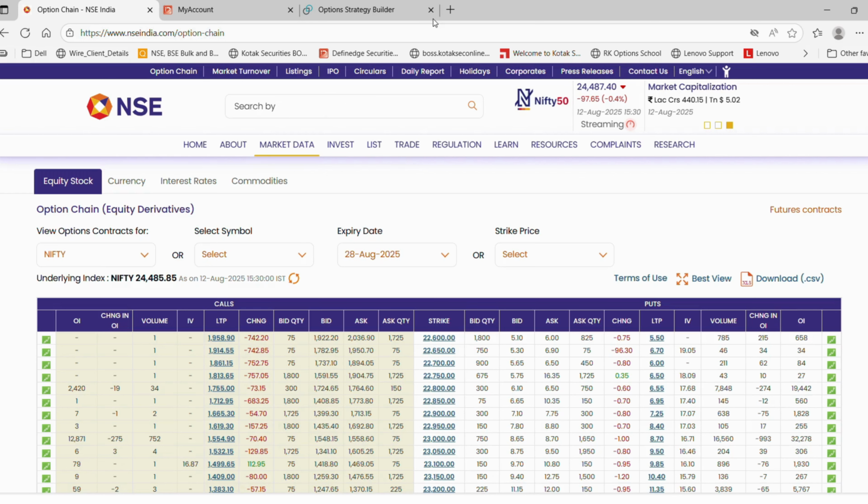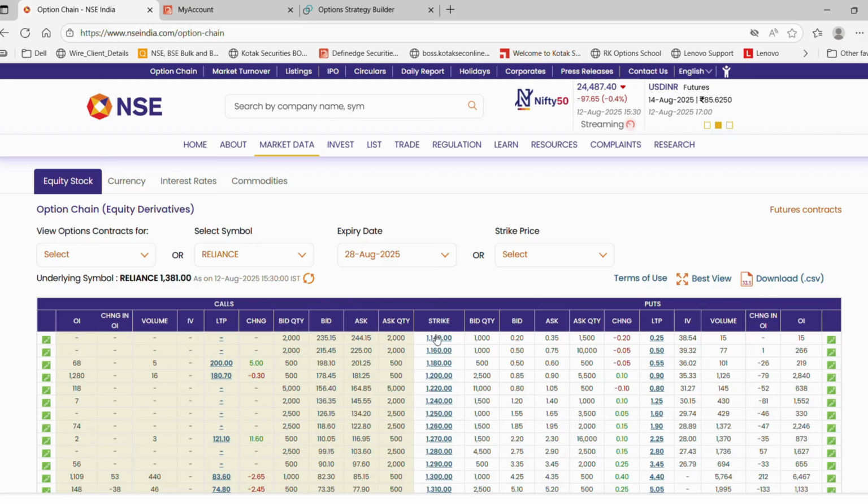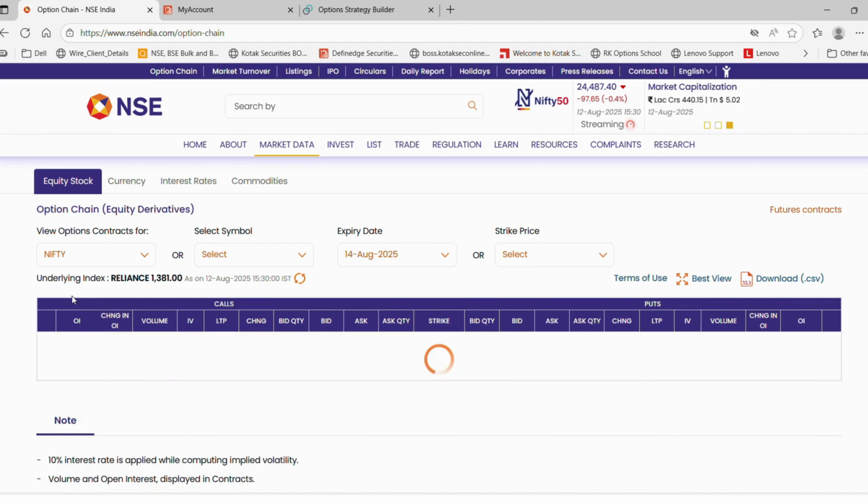But say for example, if you want a month end strike price at 28th August, you select 28th August. Instead of Nifty, you can even select Bank Nifty for that matter, and the whole Bank Nifty details will be shown. Even if you want any particular stock, you can select the symbol out here, say for example Reliance, and it will show the Reliance strike prices as well. So we go back to Nifty and the 28th August expiry.